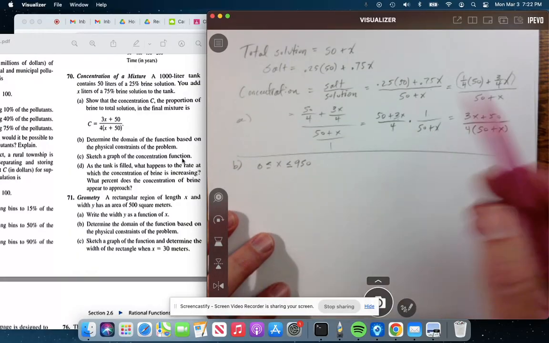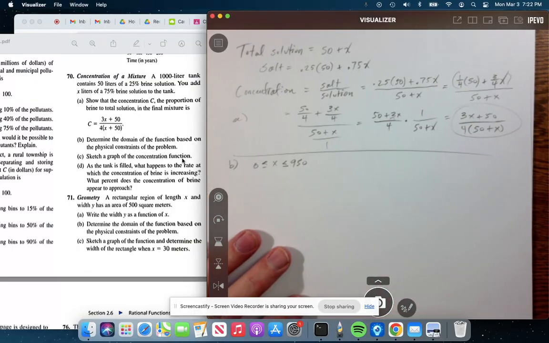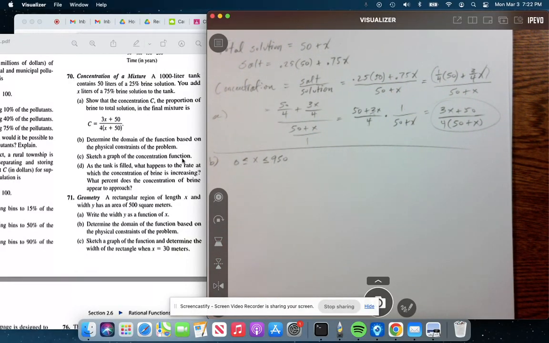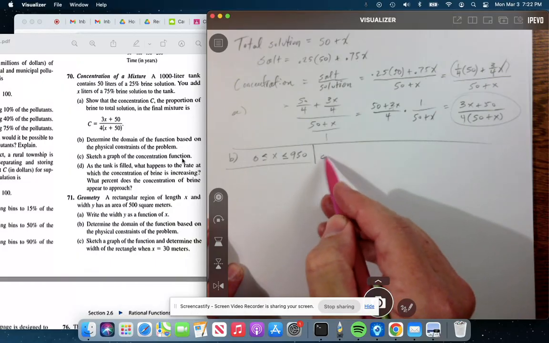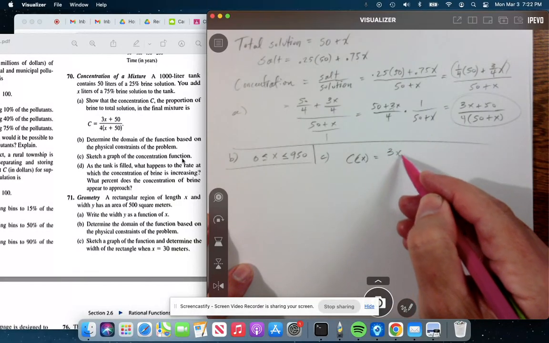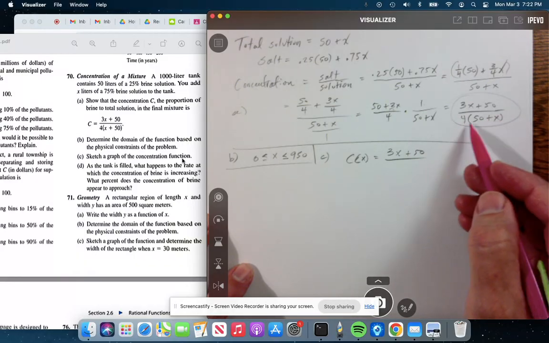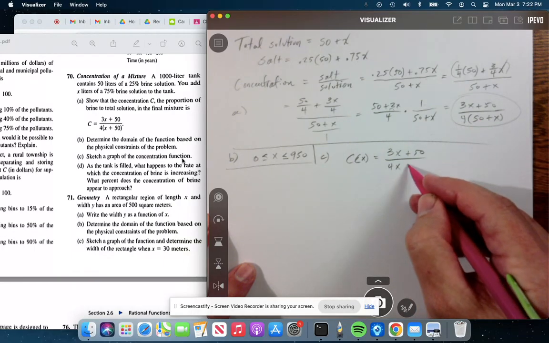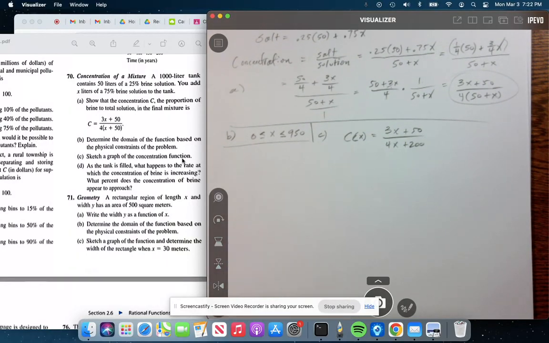Okay, so here's the concentration function. And I'll try to do this without using a graphing utility. I'll just check with a graphing utility. So I'm going to change the way this looks a little bit here. So I've got part C, I've got this function, we'll call it C of x is equal to 3x plus 50. And I'm going to distribute that 4, and I'm going to put that x first. So it's 4x plus 200, right?